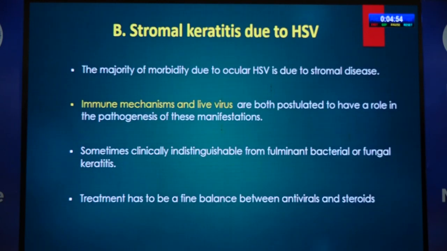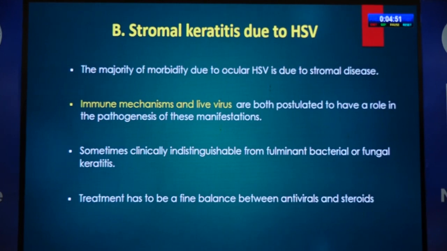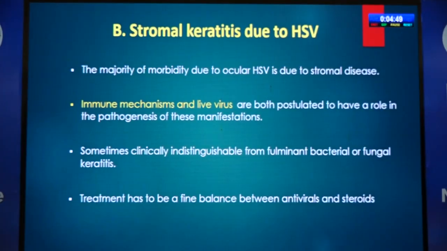Now coming to the one which is more complicated, the stromal keratitis due to HSV. The majority of morbidity is not due to epithelial disease or endothelial disease. It is due to stromal disease. Here, the immune mechanism and live virus both play a role. Sometimes in very fulminant cases, it's difficult to differentiate from bacterial or fungal keratitis, and often the initial treatment may have to be bacterial or fungal because you can't recognize it, and later on, as an exclusion, you think of viral. Treatment has to be a fine balance between antivirals and steroids. This I'll try to demonstrate through a couple of cases.